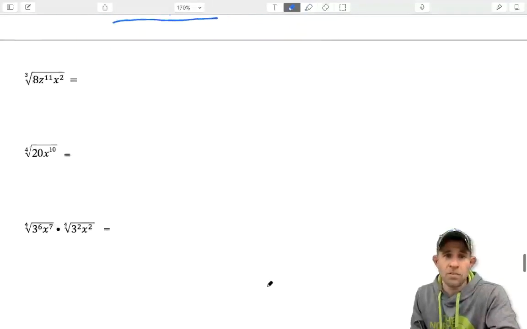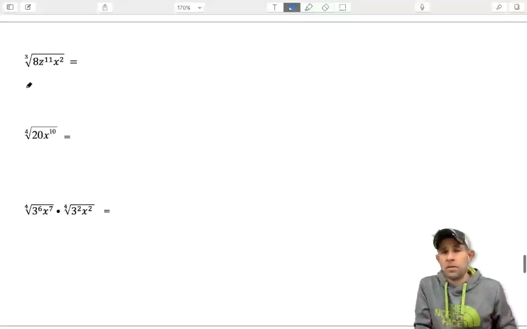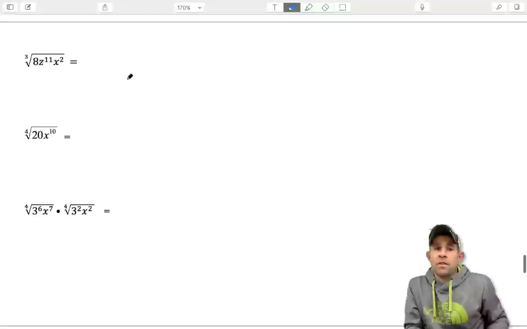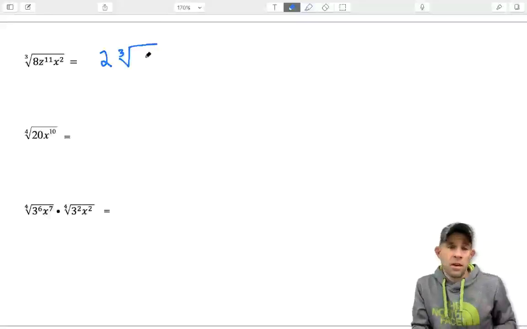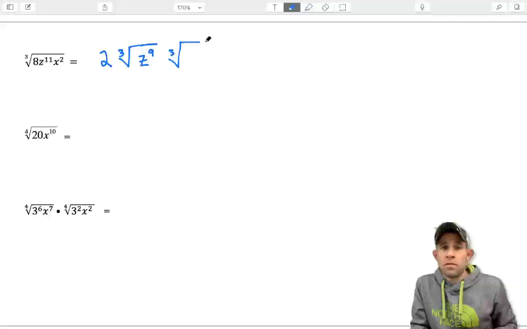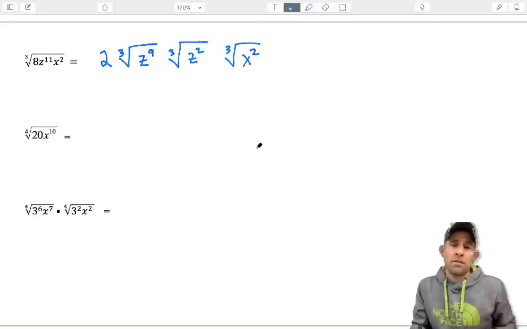All right, let's get a few more practice examples here of simplifying these radicals. In our next one, we have the cube root of 8, which we're going to simplify right away to be 2, times the cube root of z to the 11th. So we're going to break that down to z to the 9th, because 9 is divisible by 3, times the cube root of the remaining amount, which is z squared. Finally, we're going to leave as the cube root of x squared, because we cannot simplify that one any further.